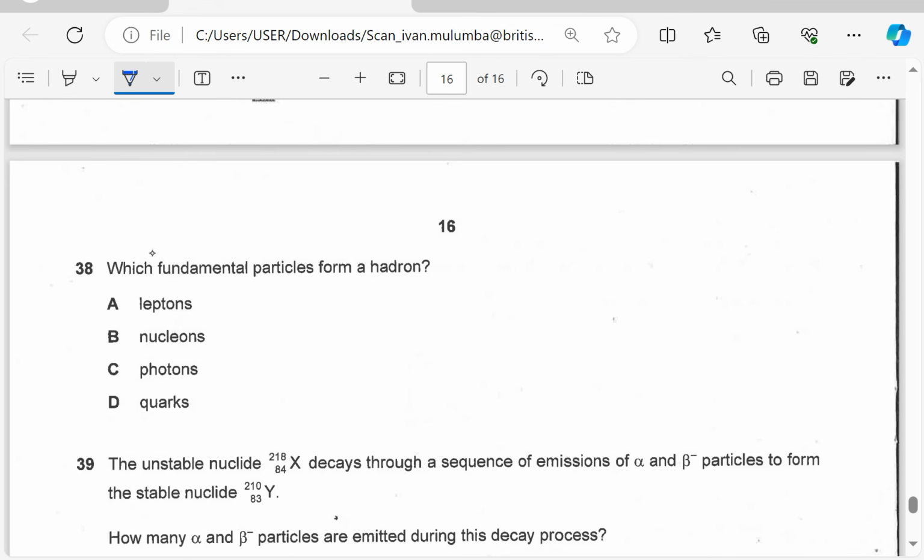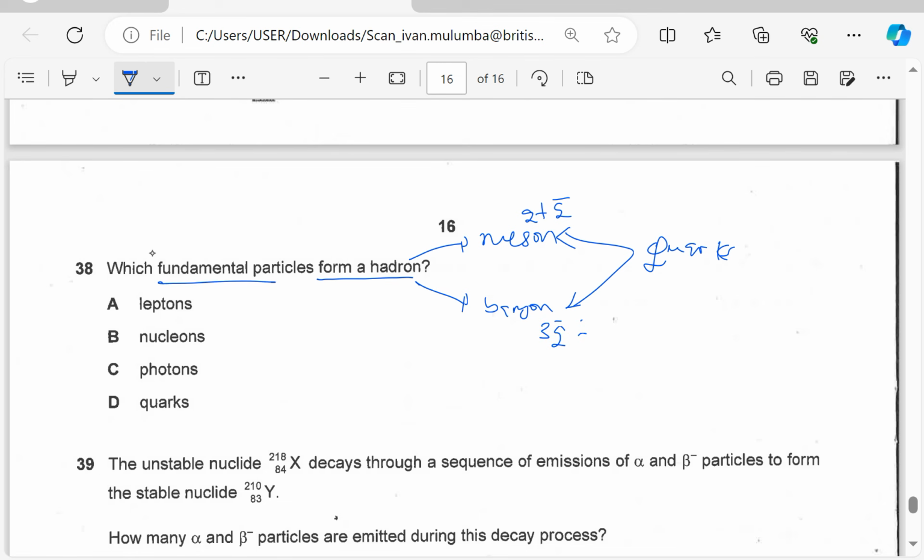Which fundamental particles form a hadron? Hadrons are of two types. We have a meson and we have a baryon. What makes these ones hadrons? Because they are made up of quarks. Of course, a meson is made up of a quark plus an antiquark, and a baryon is made up of 3 quarks. So the fundamental particles are automatically quarks.